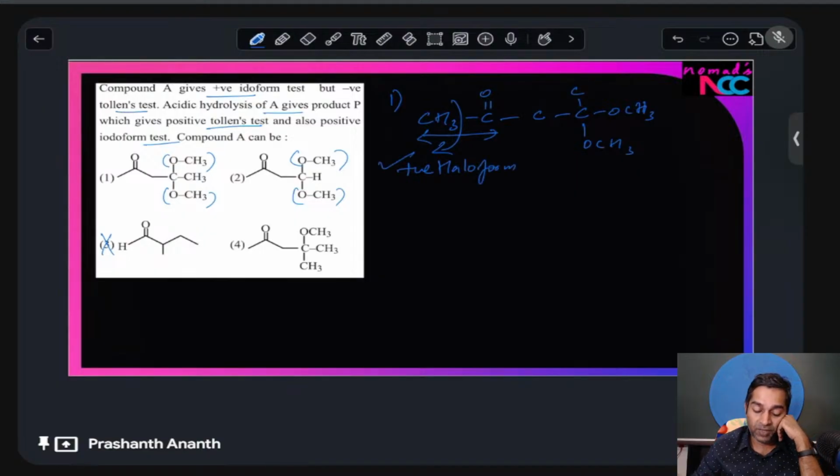Positive haloform is true, but negative Tollens. So negative Tollens means, what is the idea here? This is supposed to be a ketone here. So this is giving negative Tollens. So negative Tollens, no problem, good.